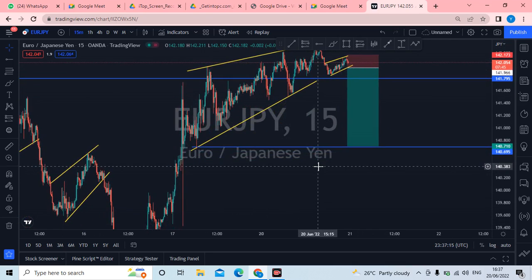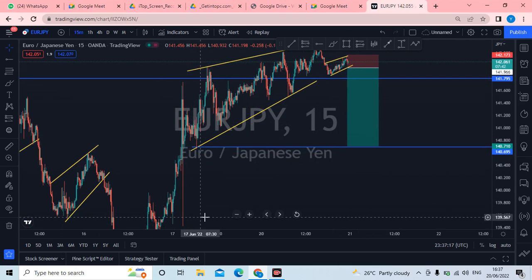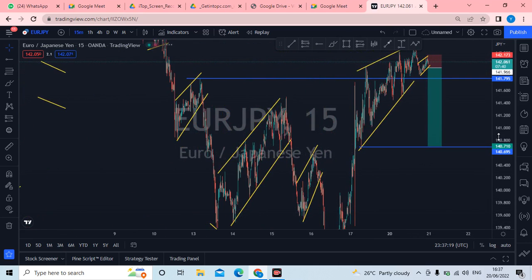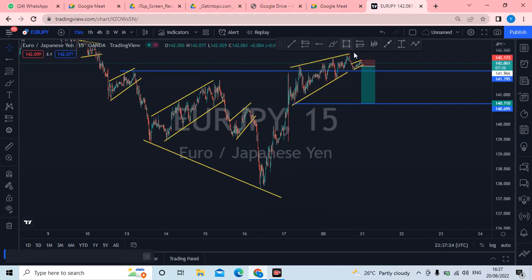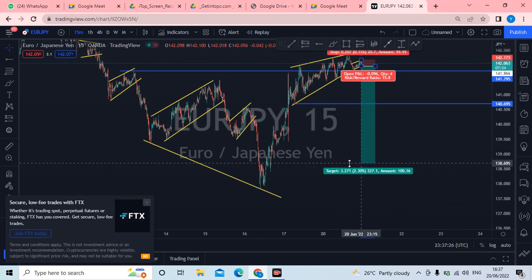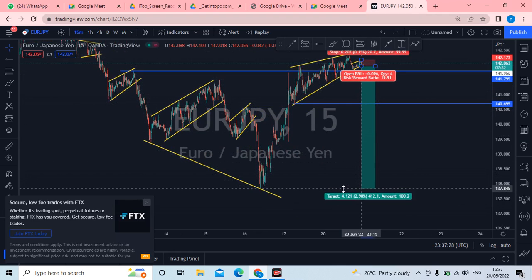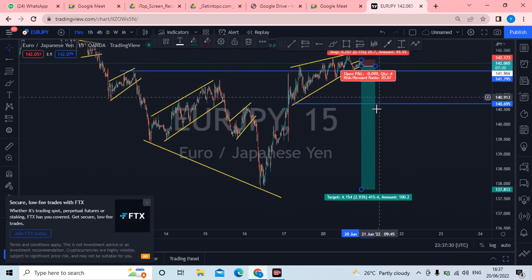Okay, and then a longer term profit, when you zoom out, a longer term profit in the upcoming weeks will be at this level here, so almost 441 pips.